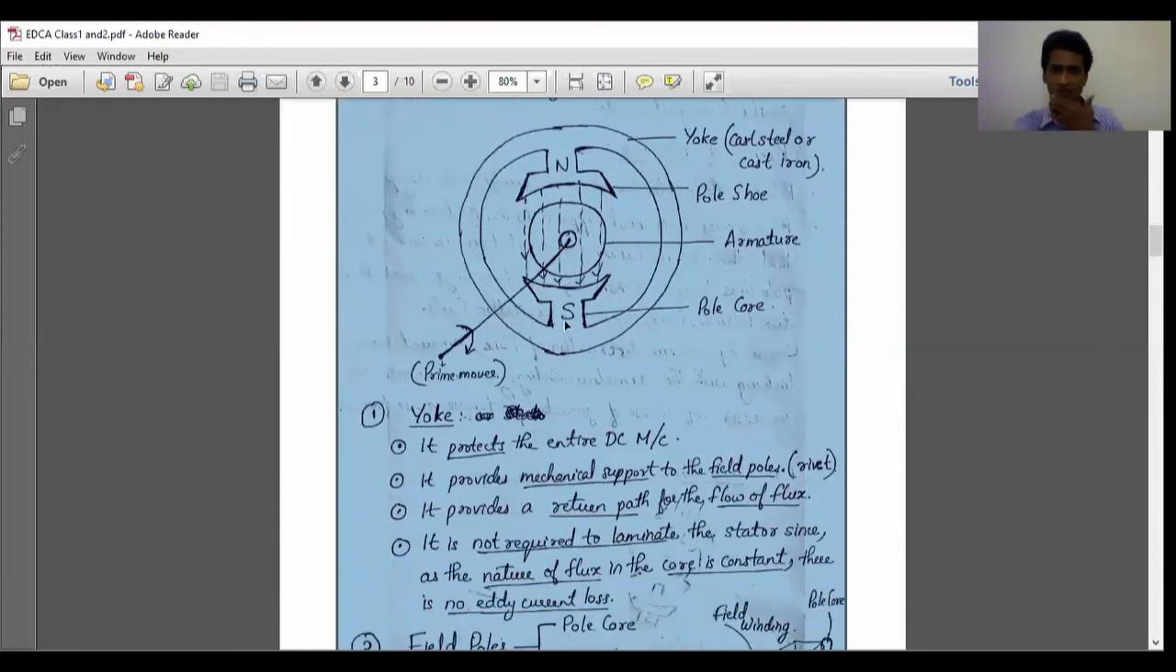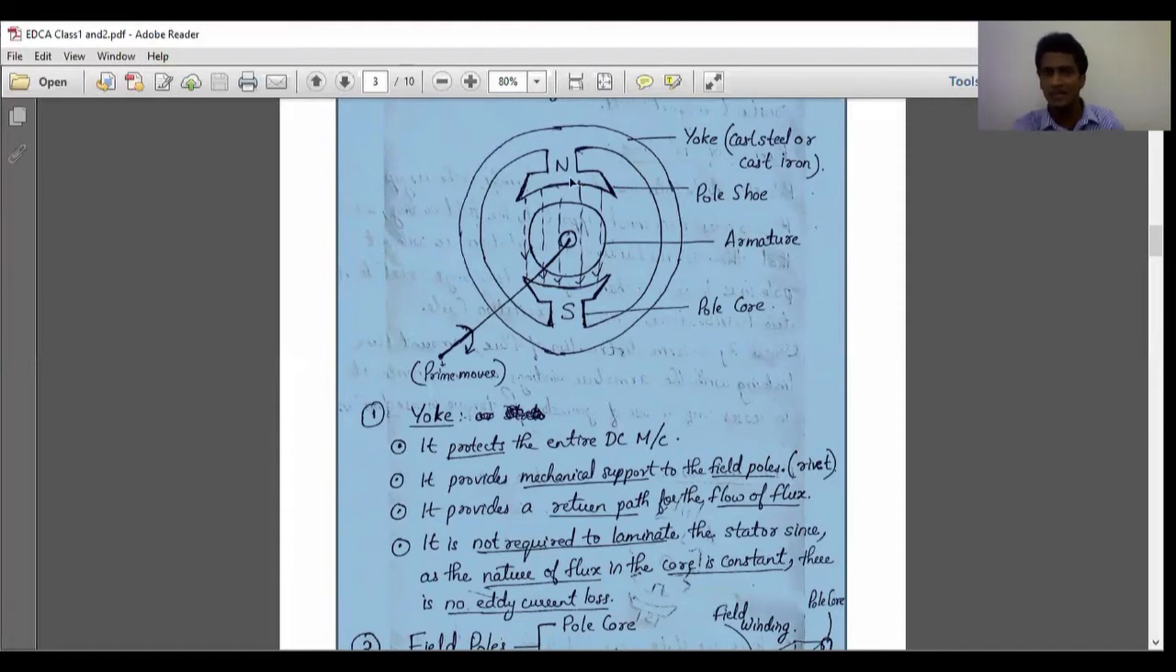Then let us have a look at each and every part. It protects the entire DC machine and it provides mechanical support to the field poles. That means this is the field pole or pole core, which is riveted to the yoke. It is connected to the yoke. So the yoke provides the mechanical support to my pole core also, and it provides a return path for the flow of flux.